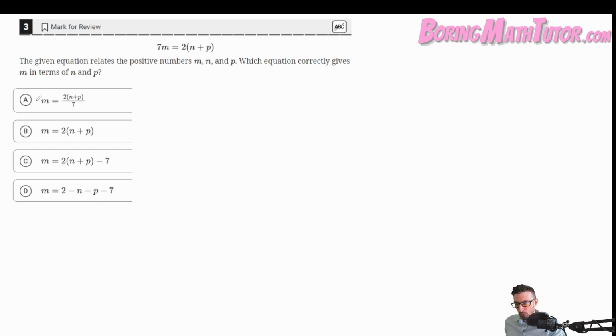Well, I don't even have to read what they're saying because I can tell what they're saying by looking at all these answer choices. They're asking me to solve this for M. If I want to get the M on its own, you get rid of the 7. How do I get rid of a times 7? I divide by 7. And it looks like we is done.